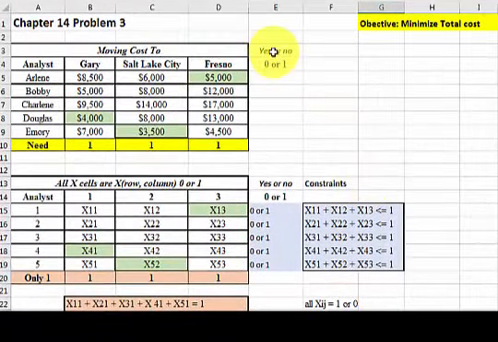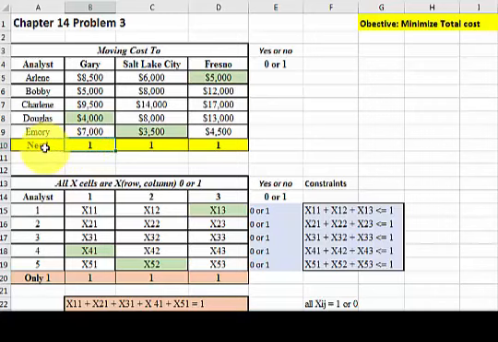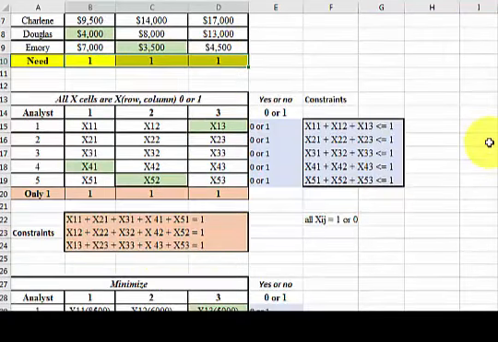Okay, so this column right here is going to be all zeros or ones. A one means yes, they're going. A zero means no, they're not going. These have to be ones, right? One person's going to Gary, Indiana. One person's going to Salt Lake City. One person's going to Fresno. So these have to be ones. Here's our restraints.